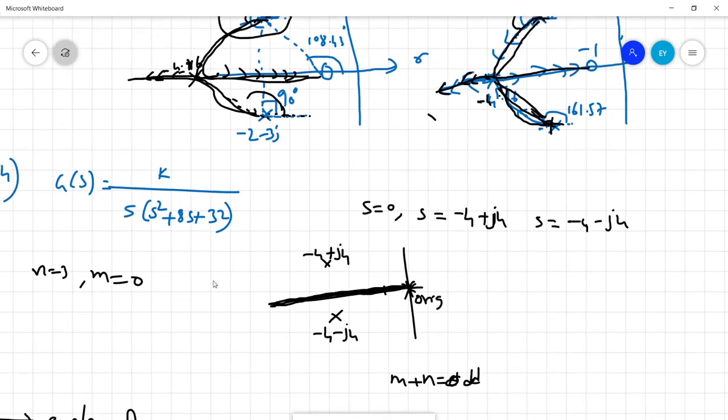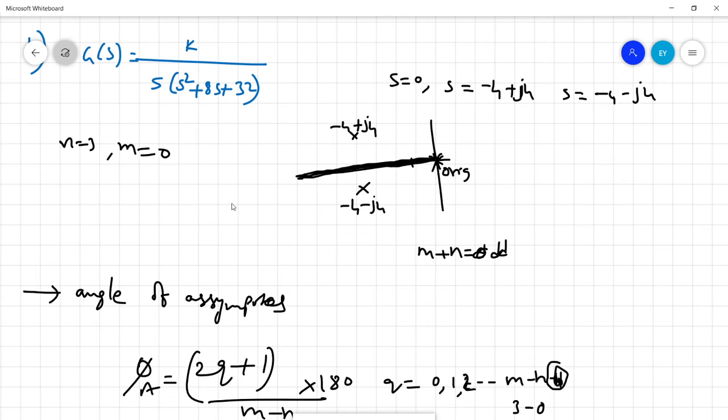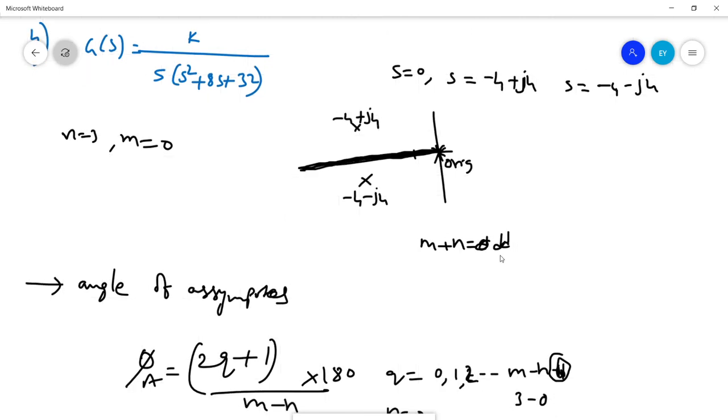So from this problem, m plus n, that is the number of poles plus the number of zeros, is odd, because there are no zeros here, only 3 poles. Since there are no zeros, all the poles end at infinity. Now wherever you check the test point, look towards your left side, it is odd, and the locus exists on the whole real axis.